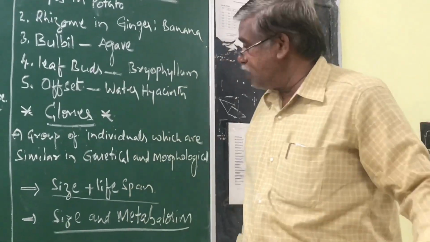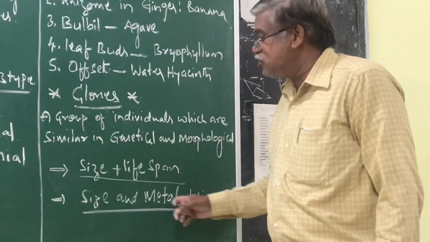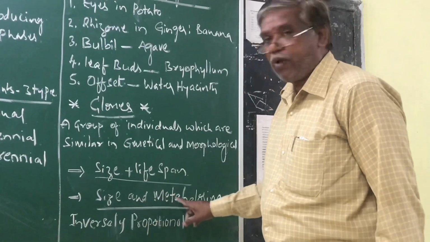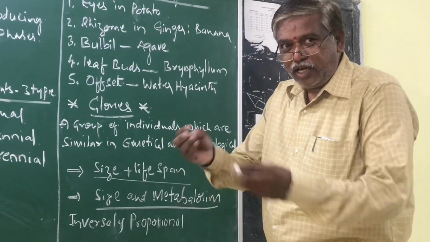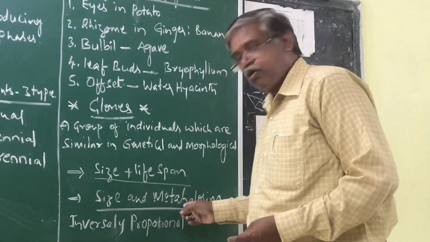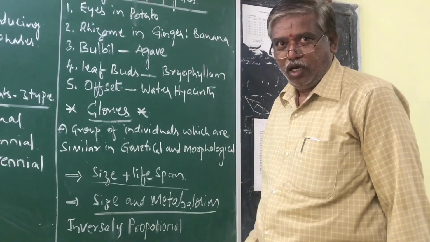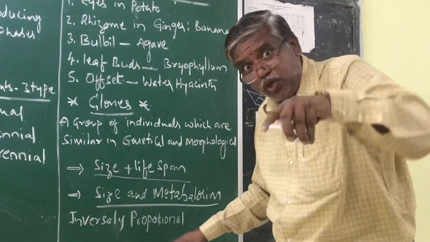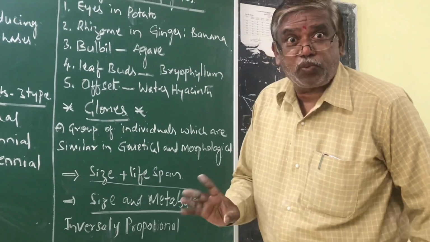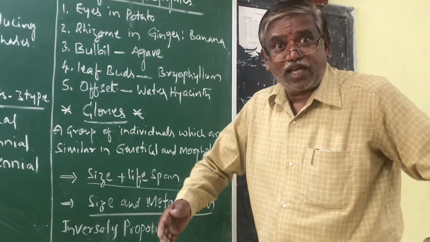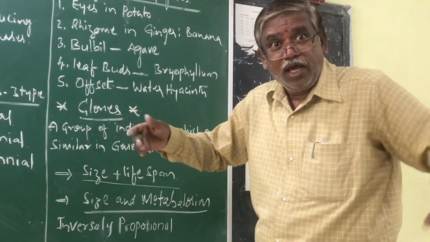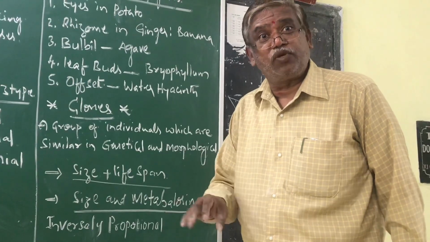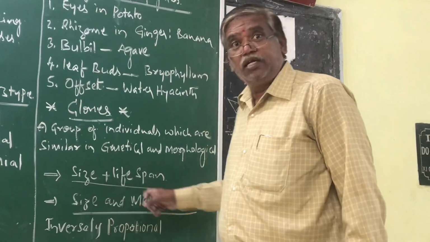But some students asked me, sir, what about metabolism and size correlation? Exactly. What is the relation between size and metabolism? Good. The size of an organism is inversely proportional to its metabolism. Not directly proportional, inversely proportional. If the size increases, its metabolism gradually decreases. This is the relation between size of an organism and its metabolism.